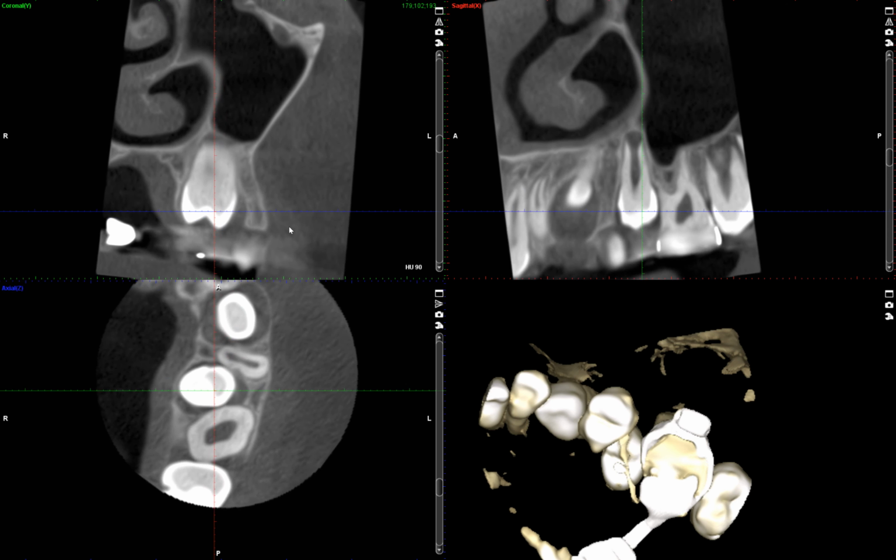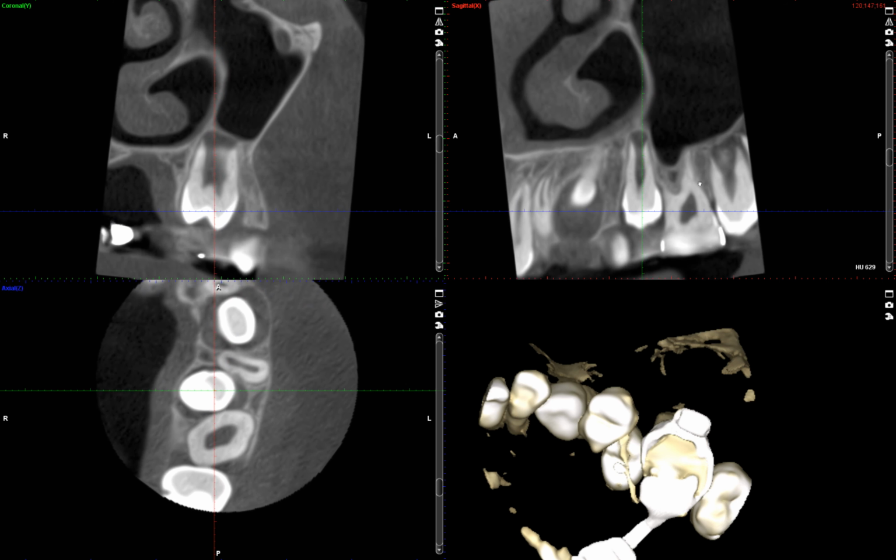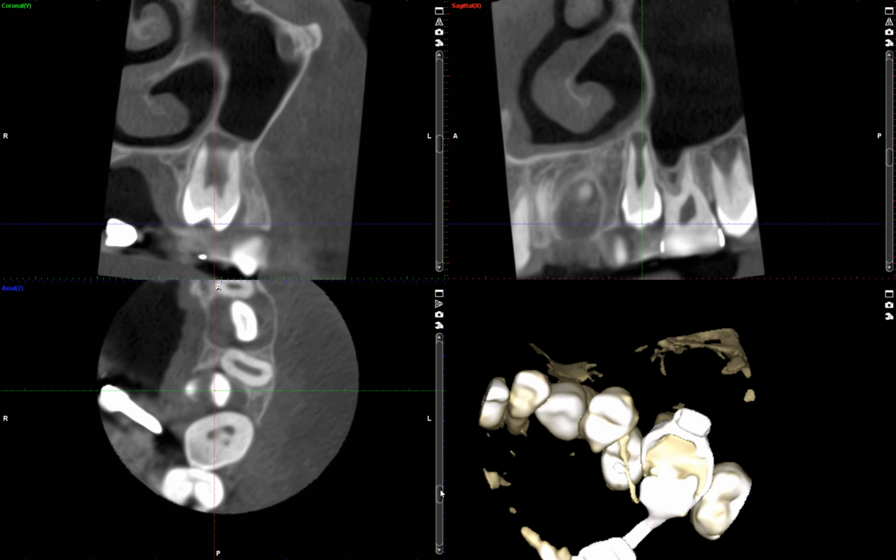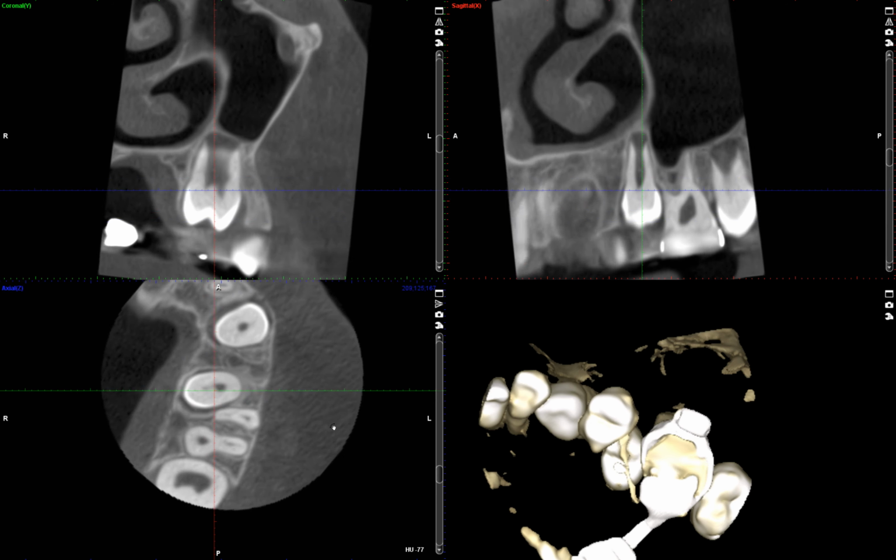So that's another thing to note, and therefore there's high likelihood, obviously the decision will be made by the treating orthodontist, but there's high likelihood that one of these two teeth will be extracted in order to accommodate for the limited space.